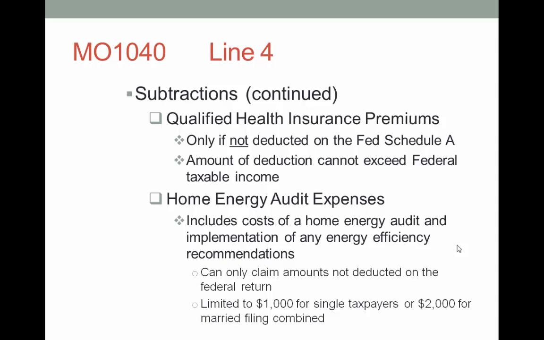However, there is a limitation. It's limited to $1,000 for single taxpayers or $2,000 for people who are married filing combined. By the way, Missouri calls it married filing combined instead of married filing jointly. I don't know why they decided to deviate in the language, but they did, and it's the same thing. For this, however, we have to keep in mind that a person can only claim amounts that are not deducted on the federal return. So if they didn't take a credit for something similar to this, something that was essentially the same thing on the return, then they can take a deduction on the Missouri return.